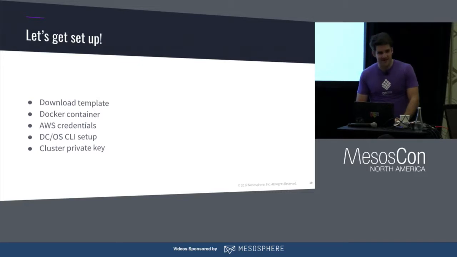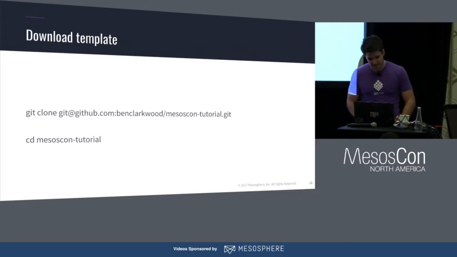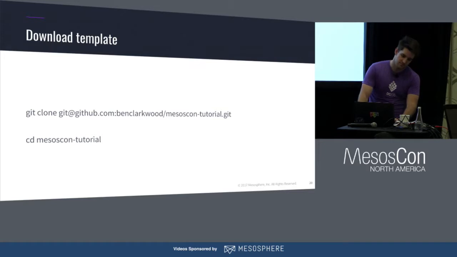We're going to do everything inside the Docker container. I'm going to show you some AWS credentials that are very temporary and will disappear after this. And then we'll do a DCOS CLI setup. And I forgot to take it off, but we're not actually going to use the private key. So neat. This is all on the gist that I had you grab. So basically, you just want to do git clone of this. Then we're going to change into that directory.